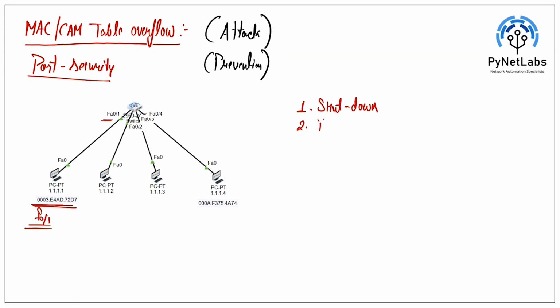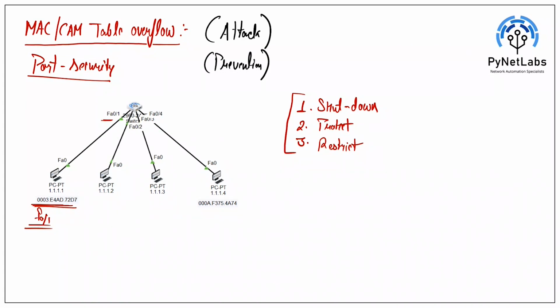The second we have is the protect violation. And the third we have is the restrict violation. So these are the three types of parameters which port security follows. And I will also verify each and every point which I am writing here on my PowerPoint slide, like what exactly shutdown is, what is protect, what is restrict.